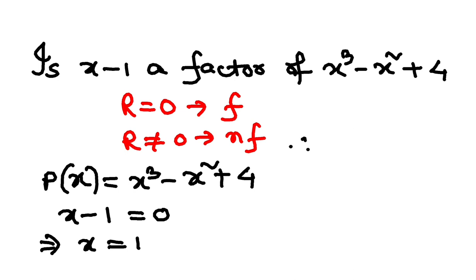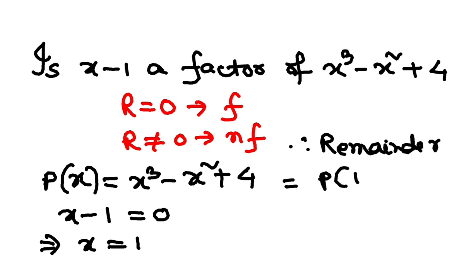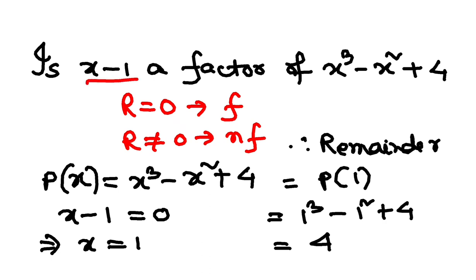So by remainder theorem, which we have already discussed earlier, the remainder will be p of 1. So let me find p of 1 now. p of 1 will be, of course, 4. The remainder is not 0. So is x minus 1 a factor of this? The answer will be no.